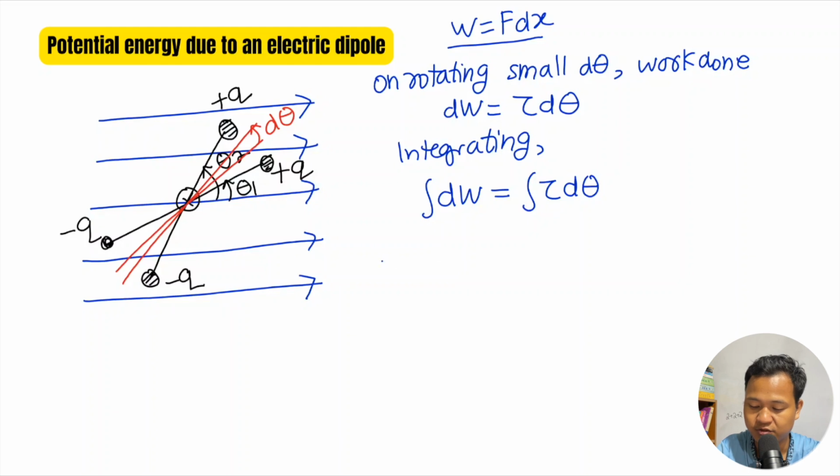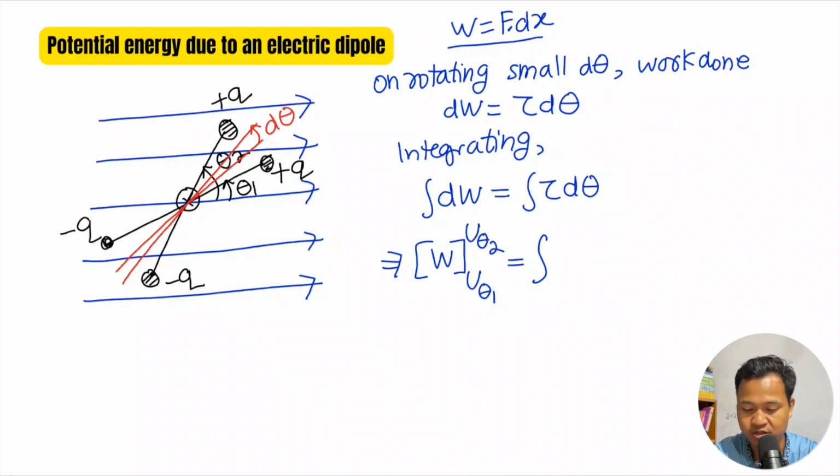Then what do we have? The integration of dW will be from U initial, so U at theta 1 to U at theta 2. Torque is p E sin theta, like F dot dx is the work done format, so F dot r becomes tau dot d theta. Theta, the angular displacement, is also an axial vector, and torque is also an axial vector.